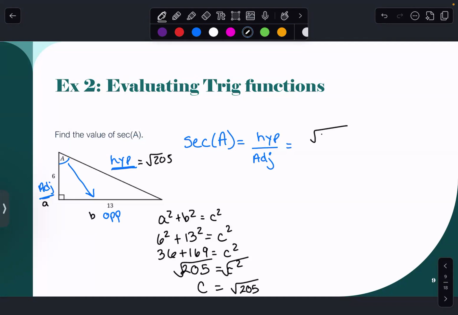Now I can set this up: square root of 205 over the adjacent, which was 6. So there's my answer. Secant A is equal to the square root of 205 over 6.